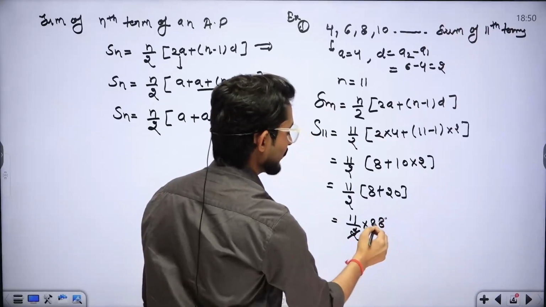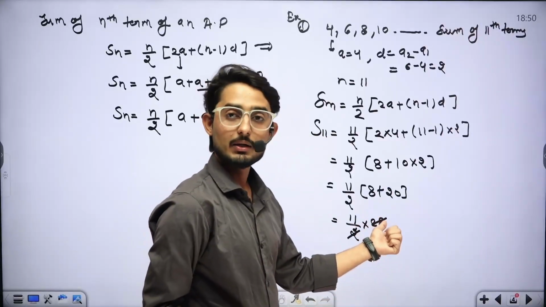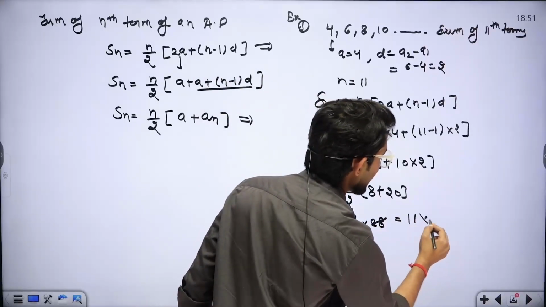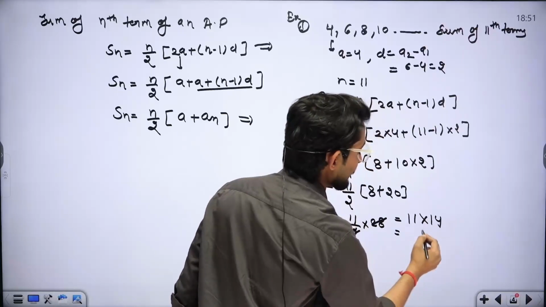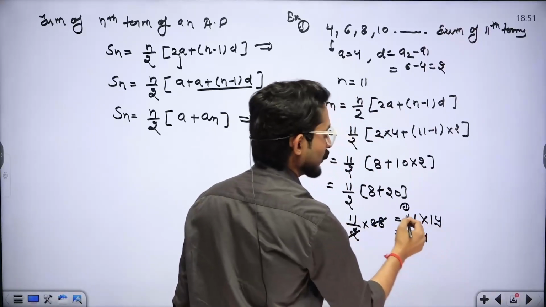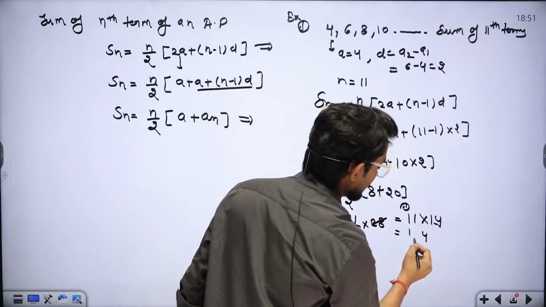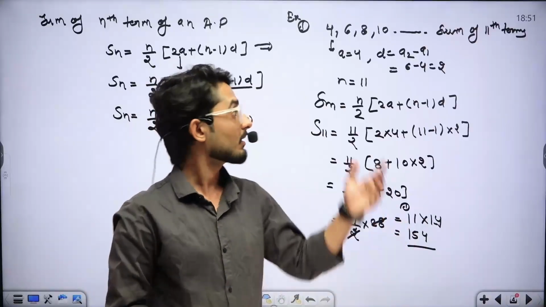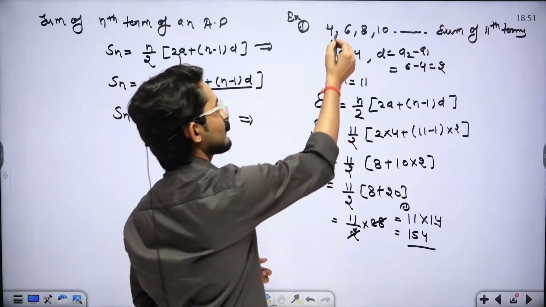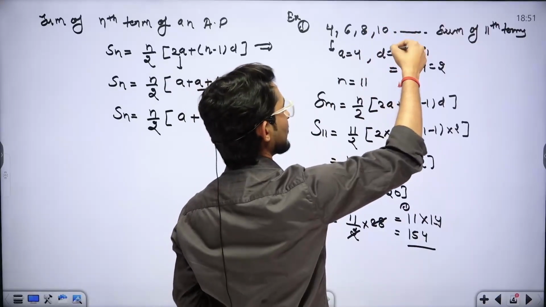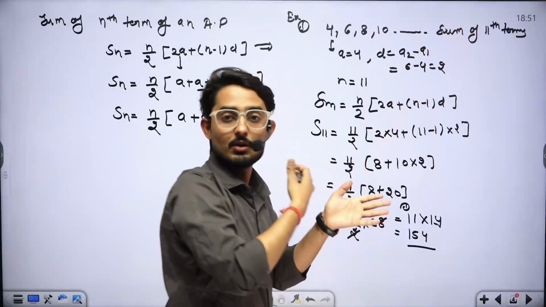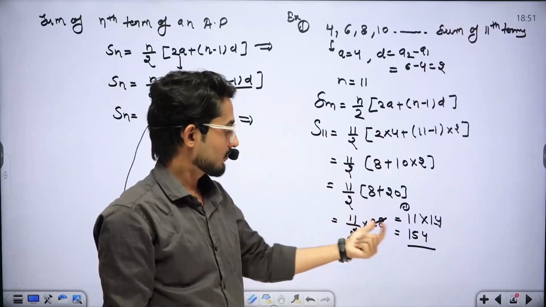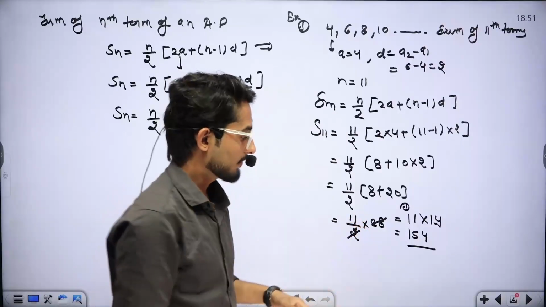When you cancel this out, 2 ones are 2 and 2 fours are 8, so 14. So we write 11 into 14. When you multiply 11 into 14, 154 is your answer. And what is this? This is the sum of 11 terms of this AP. It means when you add the terms 4, 6, 8, 10, 12, 14, 16, 18, up to 11 terms, you will get the sum as 154. Okay.